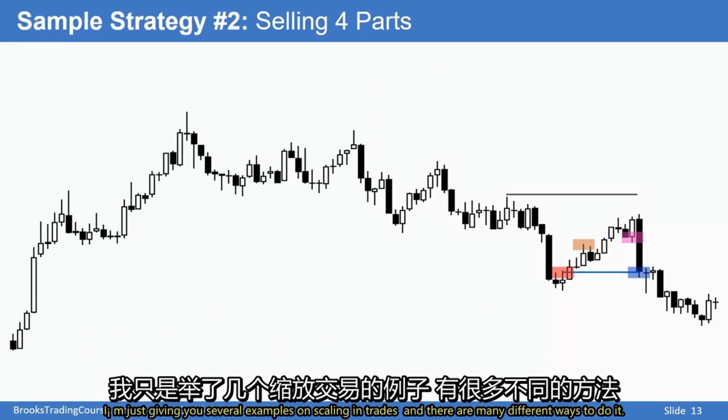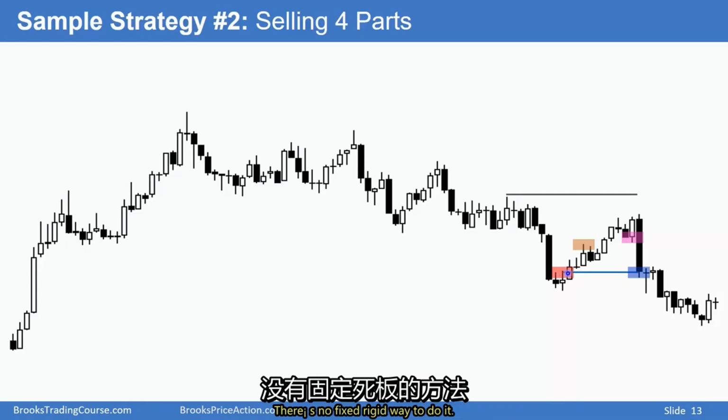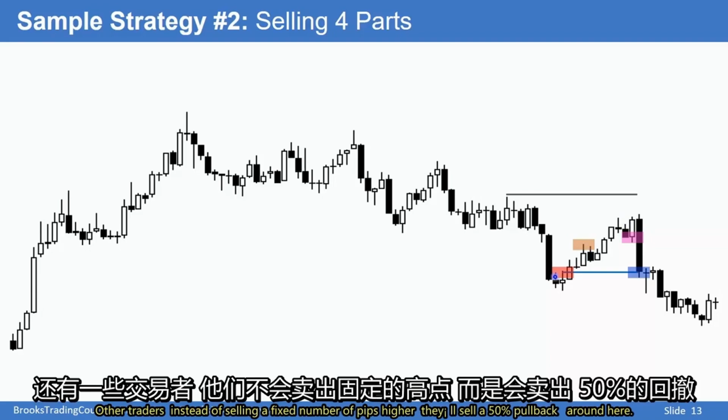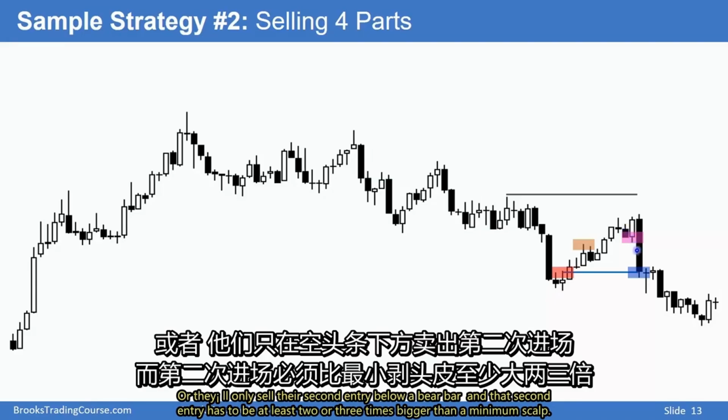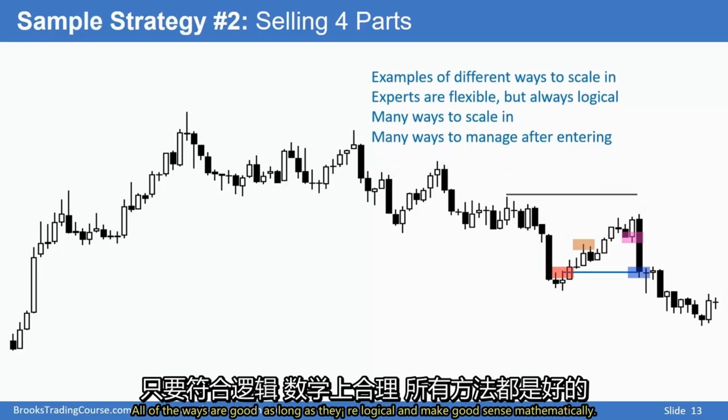I'm just giving you several examples on scaling in trades, and there are many different ways to do it. And if you're an expert trader, you're very flexible about it. There's no fixed, rigid way to do it. I'm going to sell 10 pips higher, 20 pips higher. Some traders do that. Other traders, instead of selling a fixed number of pips higher, they'll sell 50% pullback right around here. Or they'll only sell their second entry below a bear bar, and that second entry has to be at least 2 or 3 times bigger than a minimum scalp. All of the ways are good as long as they're logical and make good sense mathematically.